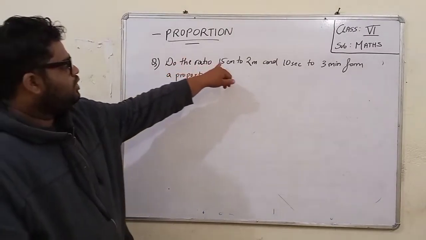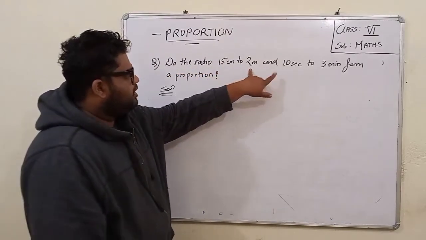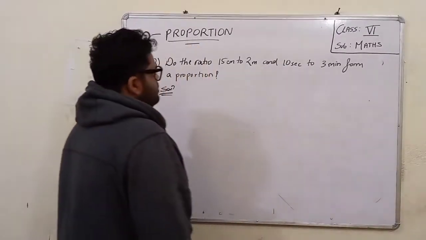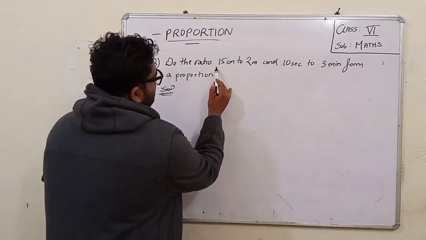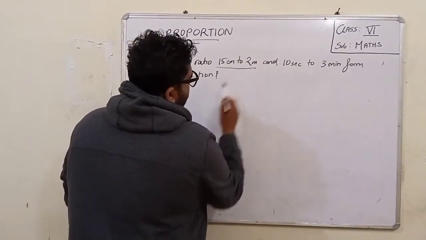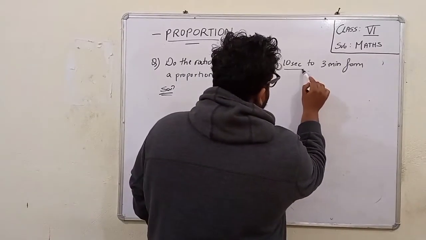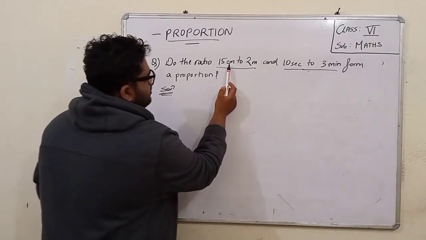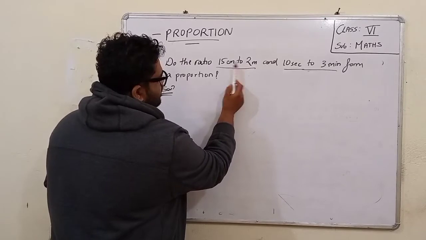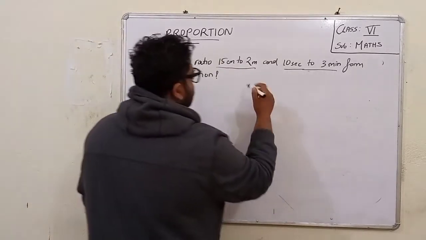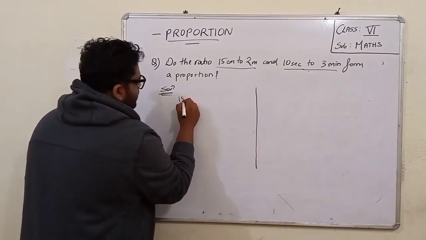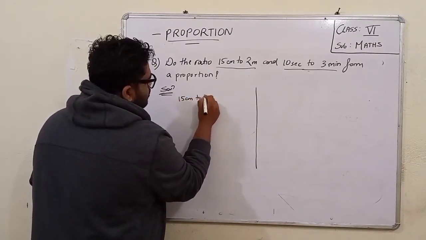Do the ratio 15 cm to 2 meter and 10 seconds to 3 minute form a proportion? So we have two ratios, right? 15 cm to 2 meter and 10 seconds to 3 minute. We can see that the units are not the same, and here also the units are not the same. First we have to solve that. So first we take 15 cm to 2 meter.